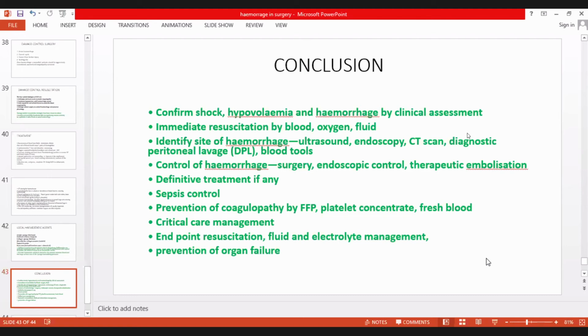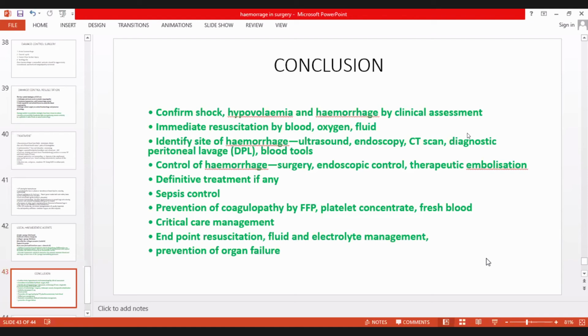Prevention. I hope you know contaminated and dirty wounds. If the GI or GU tract is breached, it will come under contaminated or dirty wounds. And prevention of coagulopathy by FFP, platelet concentrate, fresh blood.